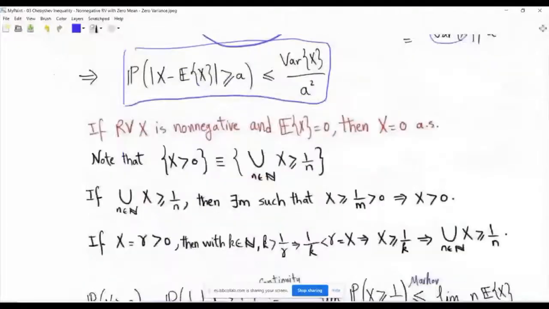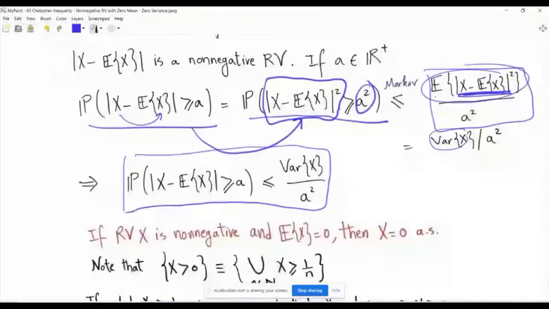Now let's prove two very important statements regarding random variables and their moments. If a random variable X is non-negative, and someone told you that the first moment of X, the expected value of X, is exactly equal to 0, then it must be the case that X is 0 almost surely. X is equal to the constant 0 with probability 1. So this is the statement, and let's prove it.